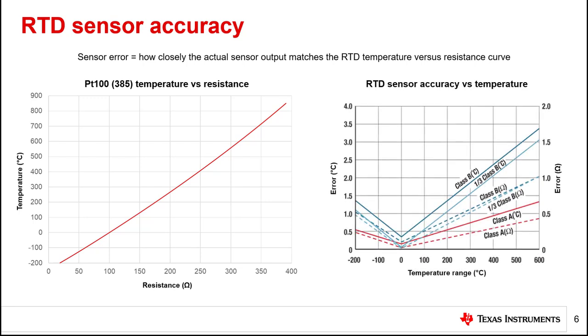As the plot on the right shows, real RTD sensors have error profiles. All of these profiles share the same general behavior, where the error is approximately 0 at 0 degrees Celsius, then increases linearly for both positive and negative temperatures. However, different classes of RTDs result in different levels of error. For example, a Class A RTD has tighter error specification compared to a Class B RTD. Consequently, a Class A RTD is more expensive.